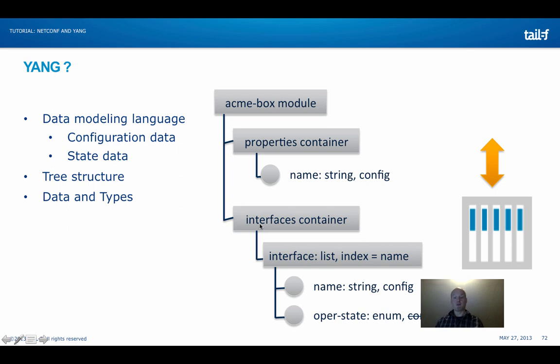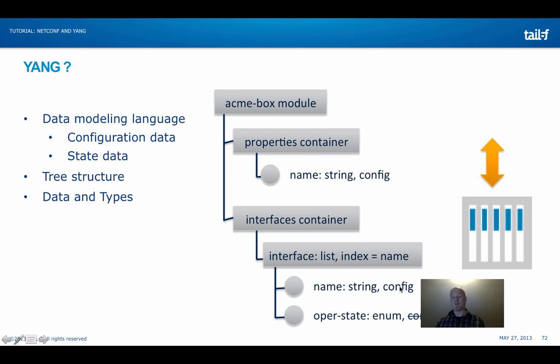There's another structure called interfaces slash interface. In this case, we have a number of interfaces. It's a list, and every element in the list is indexed by its name. So every interface has a name. There is no problem in having several things with the same name, because they're in different parts of the tree. So every interface has a name, it's of type string, and it's configuration data.